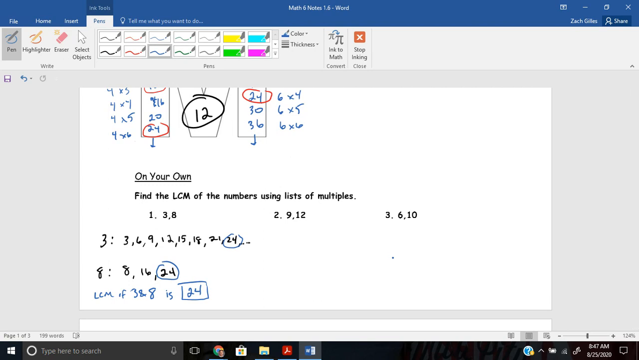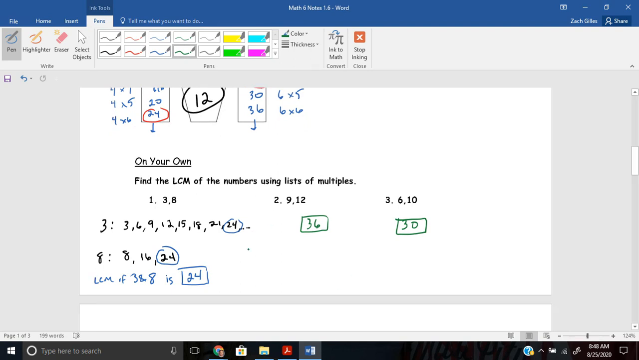All right, the least common multiple for number 2, for 9 and 12, should give you 36. And the least common multiple for 6 and 10 would be 30. All right, let me know if you have questions on either of those.